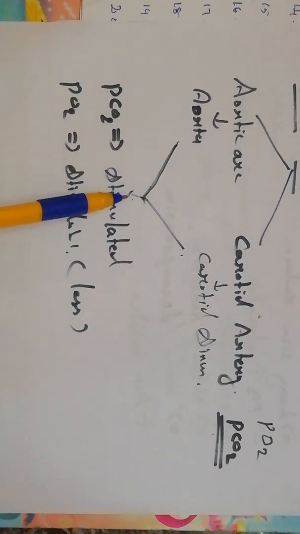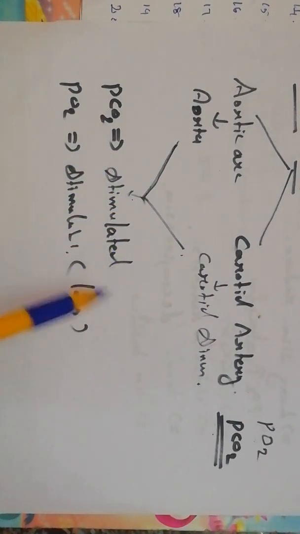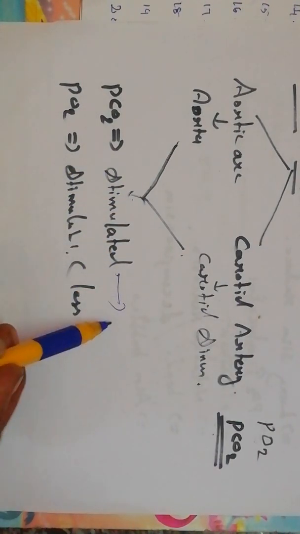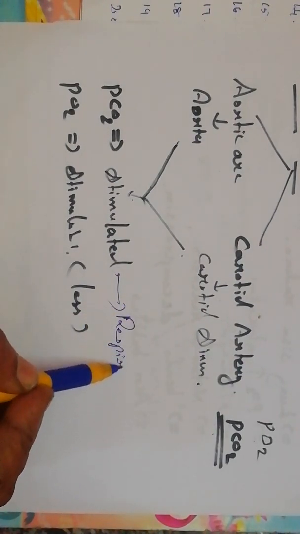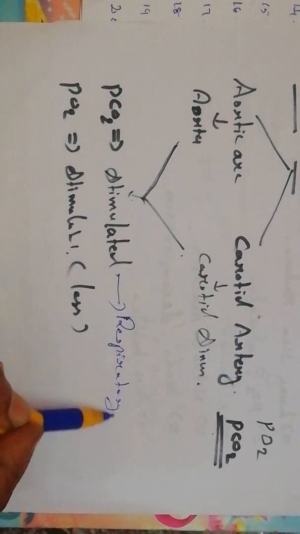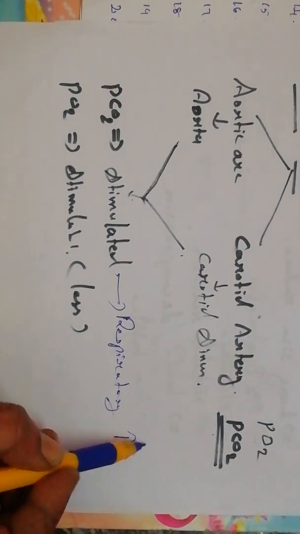So when the partial pressure stimulates these two regions, they in turn stimulate the respiratory system to eliminate this carbon dioxide from the respiratory tract. Do you get me? So that is the role of the aortic arch and carotid artery.